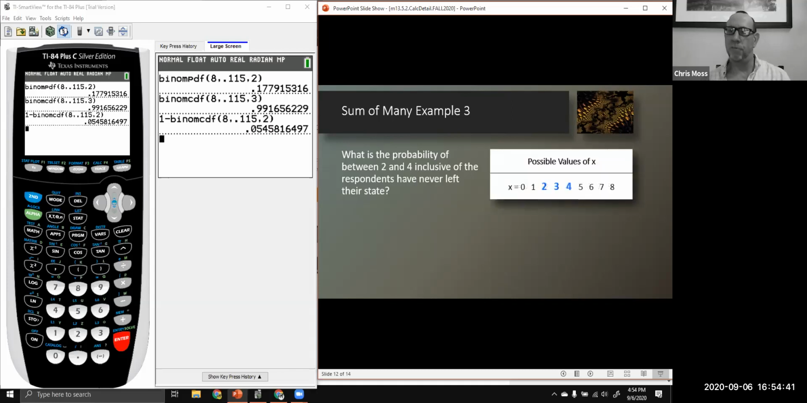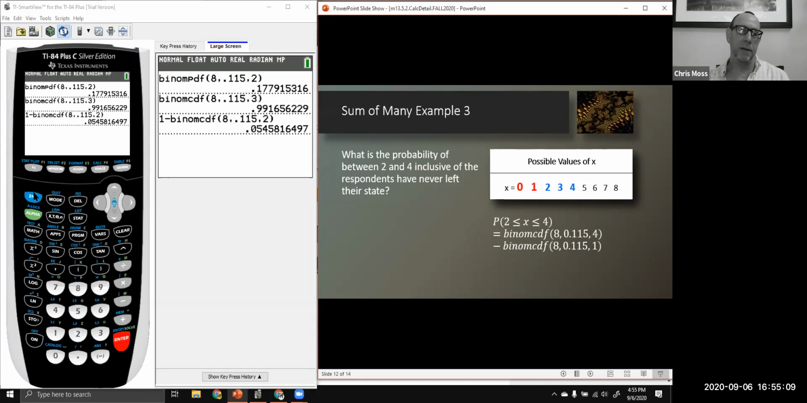So between 2 and 4, I can go up to 4, but that gets me the 0 and 1 also that I don't need. So I think the way to do this is to handle this very much like we did the previous problem, but I'll just take it up to the 4 for the first probability. Then I'll subtract from that the probability of a 0 or 1 respondents having never left their state.